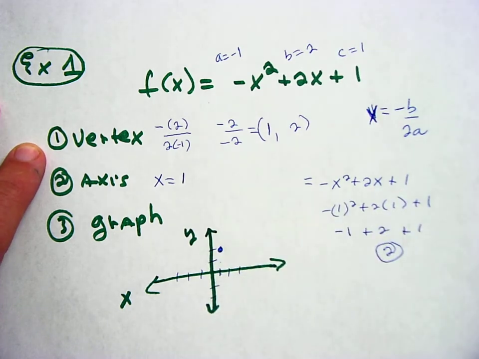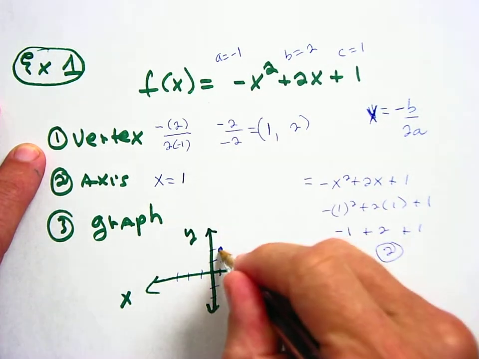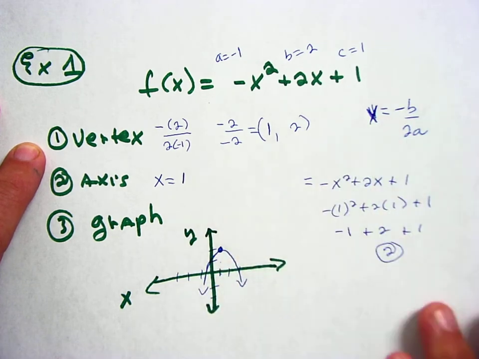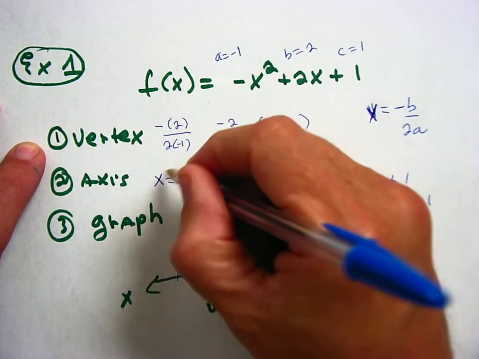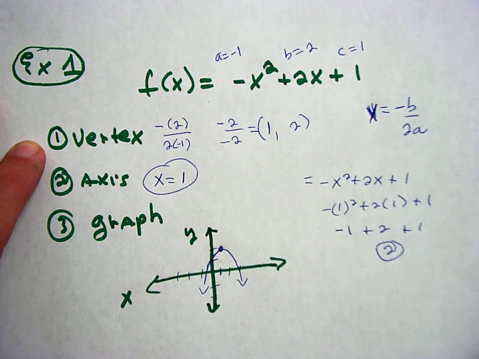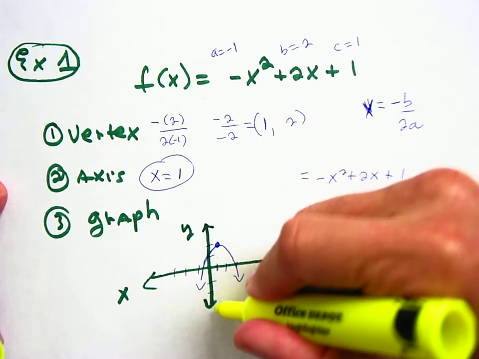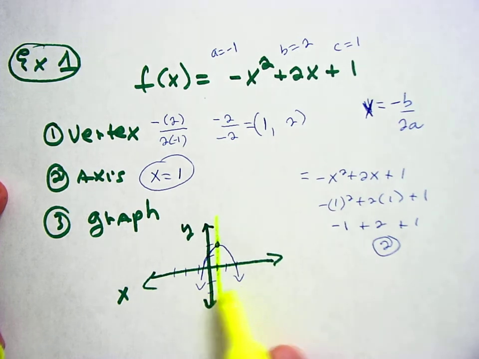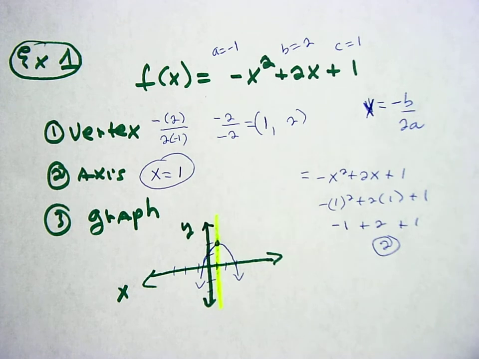If your a value is negative, it's gonna open down. If your a value is positive, it's gonna open up. So look, your a value is negative 1, so make that parabola open down. I'm not freaking out about how wide or how narrow it is. Basically, I just want the vertex. The axis of symmetry is then a vertical line that goes right through the middle. Ooh, cool, I did have a highlighter here. That vertical line goes through the vertex and cuts that graph in half equally. It's the line of symmetry.